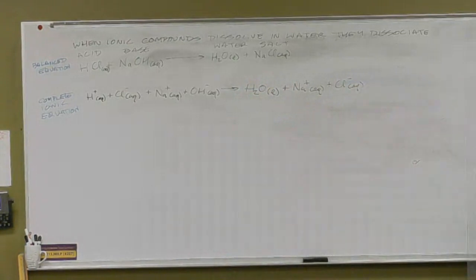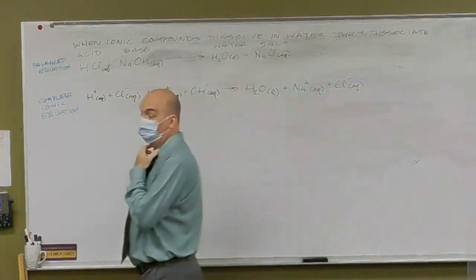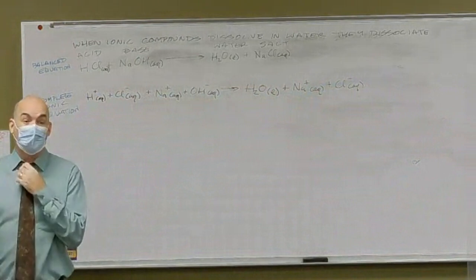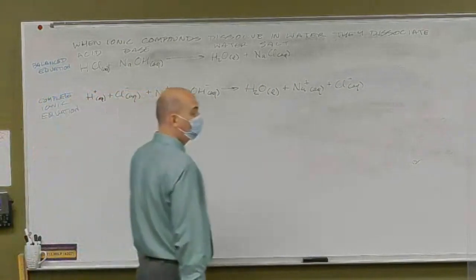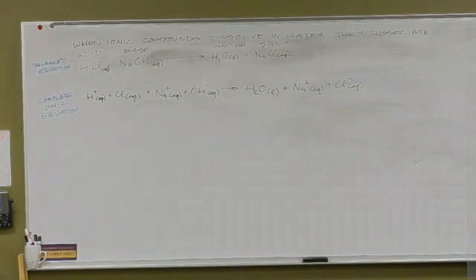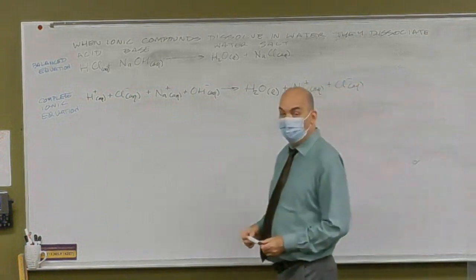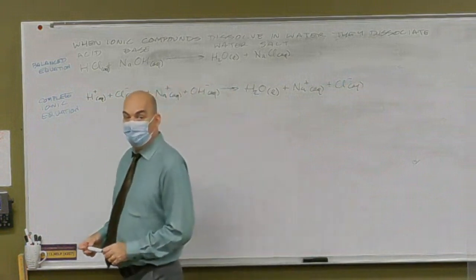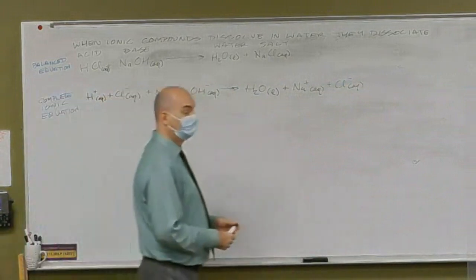That seems like a lot. I've taken everything ionic in my first balanced equation and allowed it to dissociate into its component ions. So the HCl becomes an H plus and a Cl minus, and the NaOH becomes an Na plus and an OH minus, and the NaCl becomes an Na plus and a Cl minus.